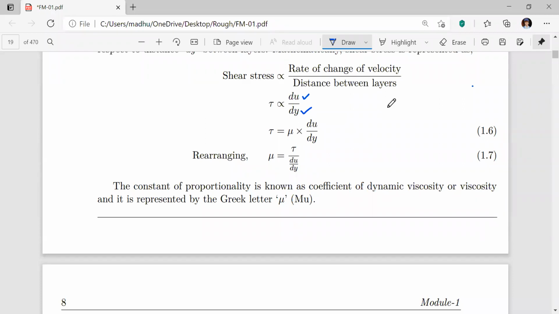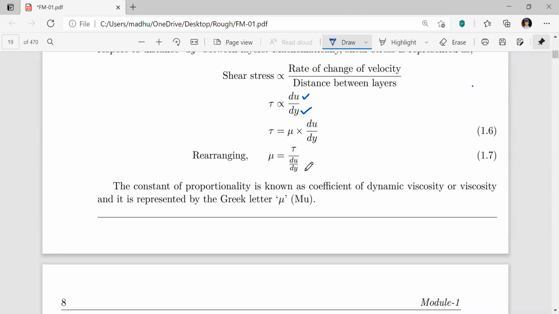Now tau is equal to mu into du by dy. This is the expression I got by adding a proportionality constant. So this proportionality constant mu, I have multiplied to the above expression and removed the proportionality symbol and put the equal sign. This mu is called viscosity. Now rearranging this equation, I will get mu is equal to tau, that is the shear stress between two layers of the fluid, divided by du by dy.